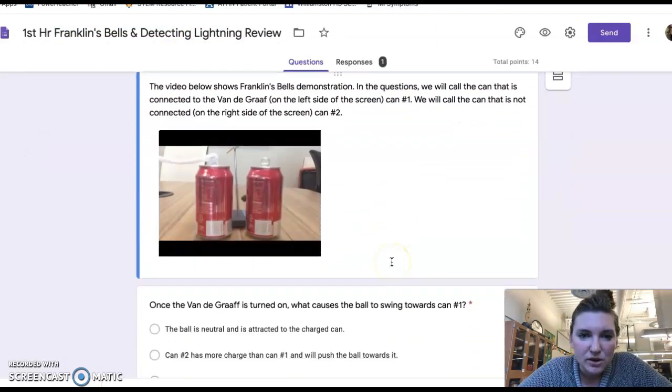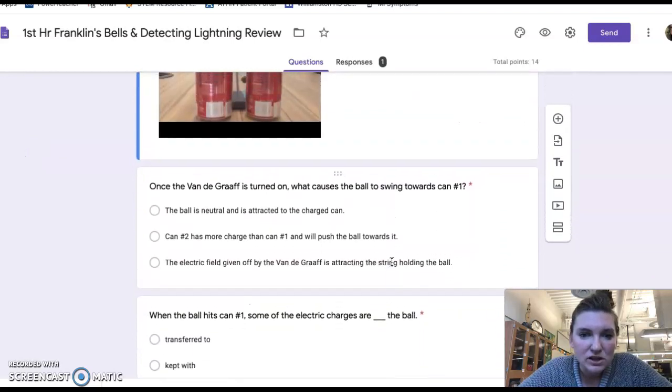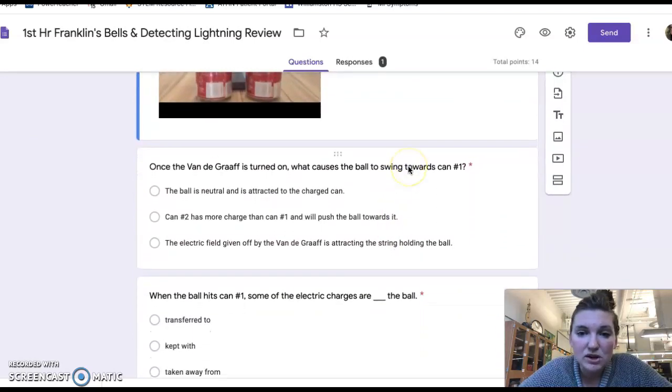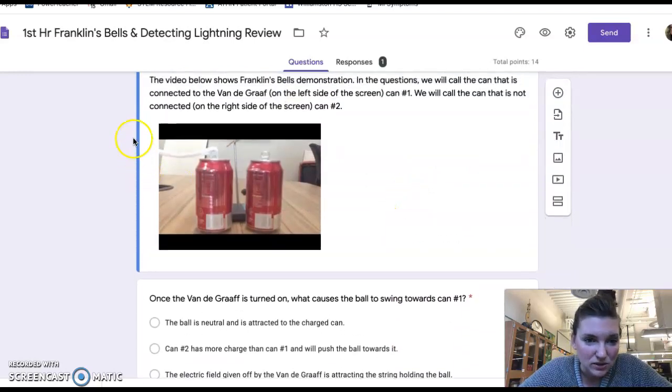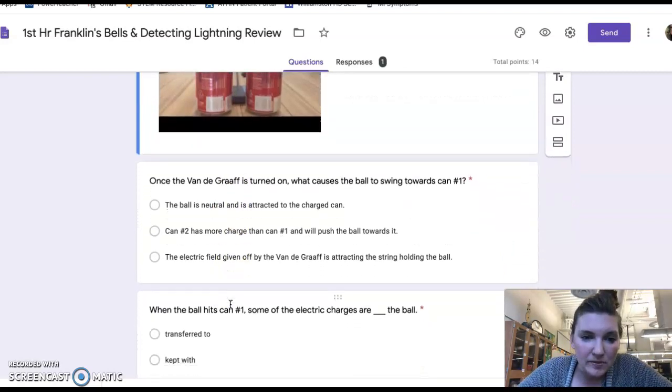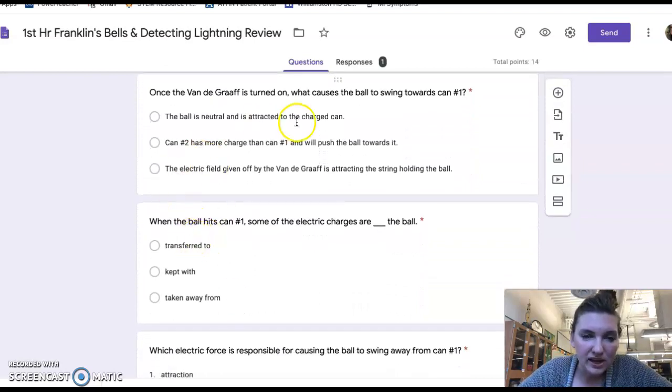Okay, so Franklin's bells. Once the Van de Graaff is turned on, what causes the ball to swing towards can 1? So this Van de Graaff is creating this positive charge, which is transferring over into this can. So this can now has a positive charge. This neutral ball is going to swing towards that charged can because that charged can wants the negative charges that are in that neutral ball, right? So it's going to come over there. Okay, so that's the answer to that one.